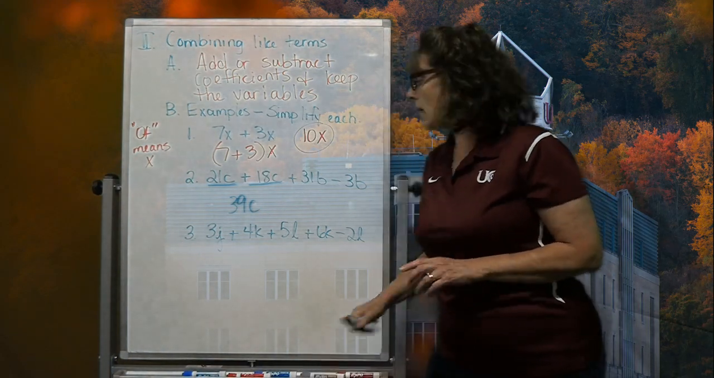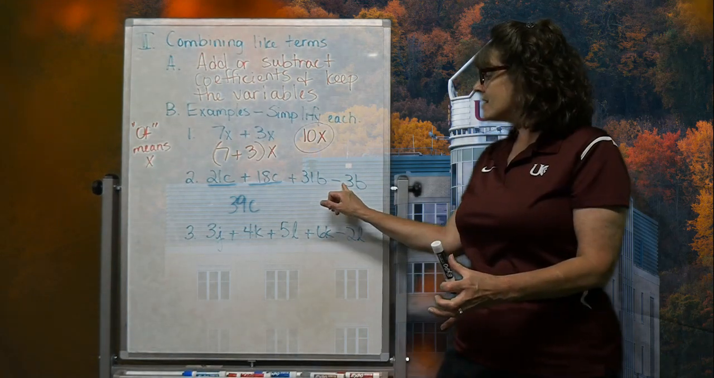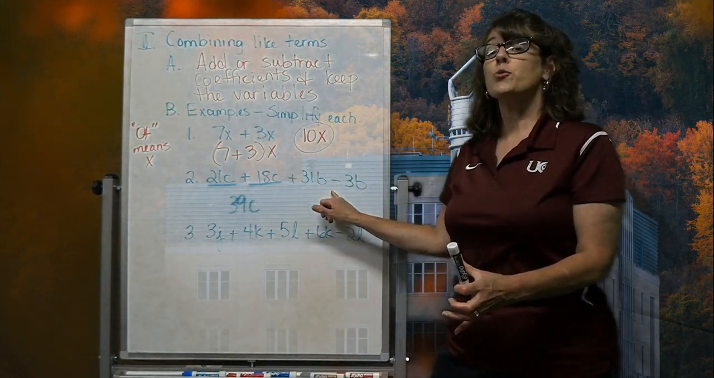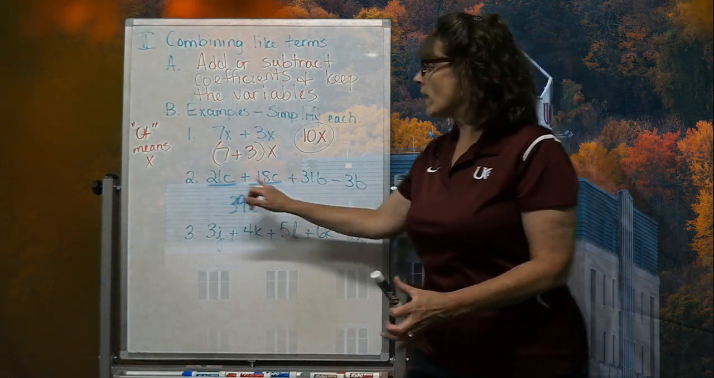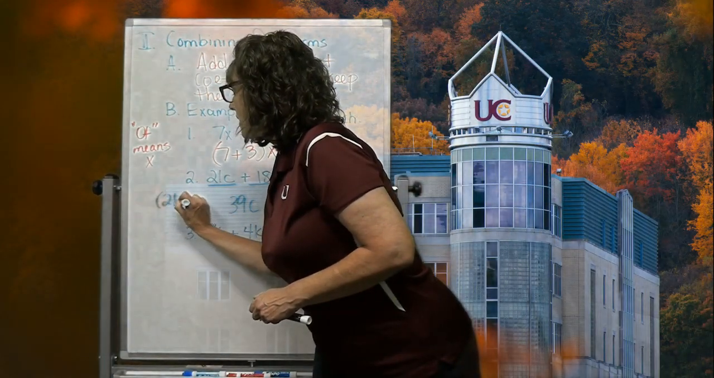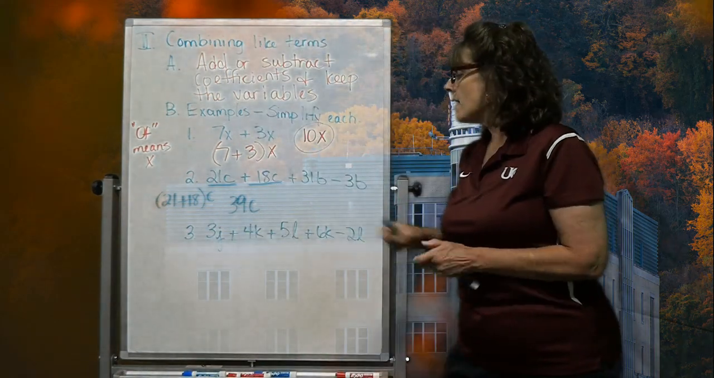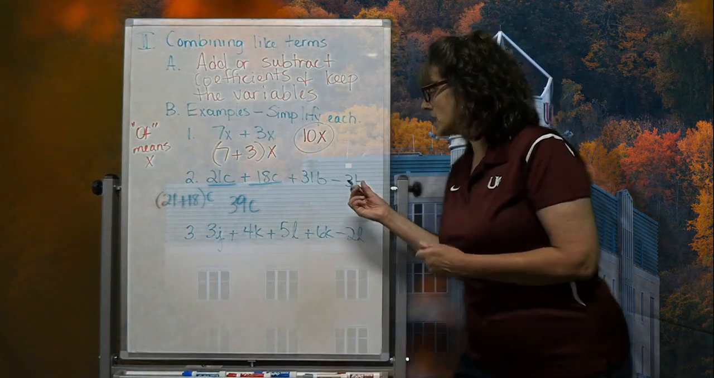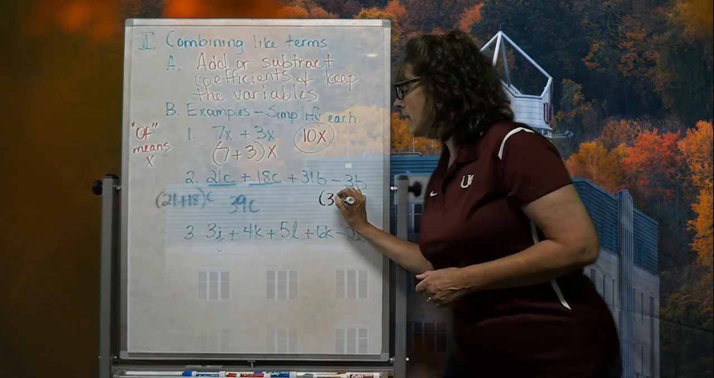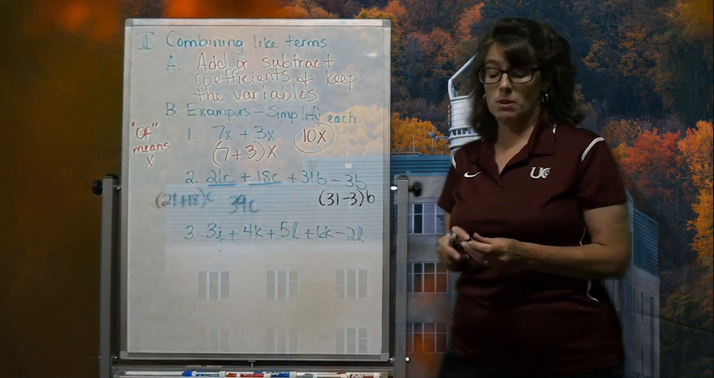But as well in the pile, I have 31 of these letter B's. But this says I take out 3 of those B's. So where I said to get that 39C, I'm going to take my 21 and my 18, add them together and keep the C. Here, I'm going to take that 31 and subtract the 3 and keep that variable that's making them alike, which is the B.